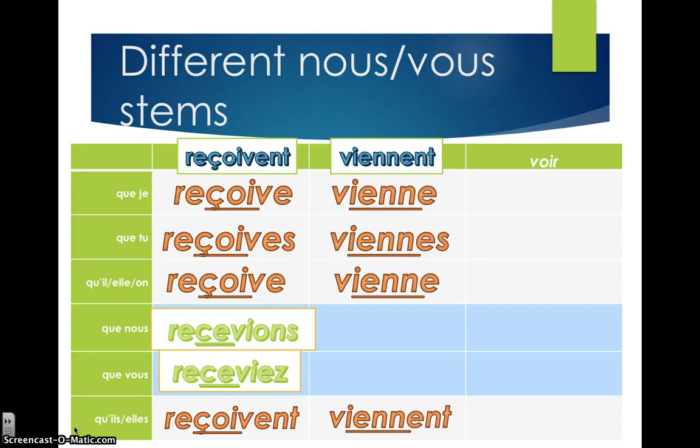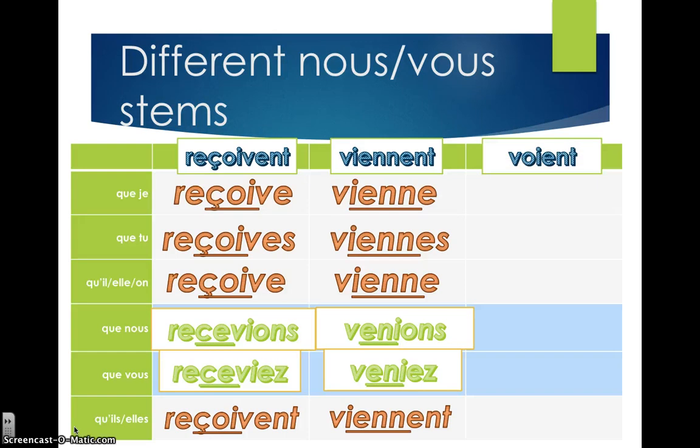All right, but think about the present indicative. It's venons, only one n. So what do you think the subjunctive is? Venions, only one n. Same thing. Veniez.